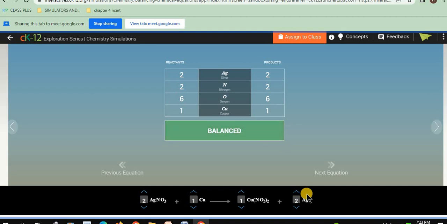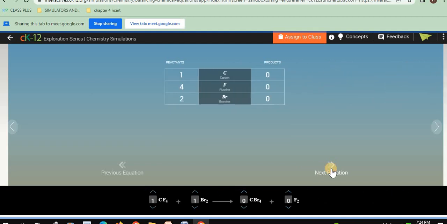Now one question to you, everyone. Which is more reactive, copper or silver? Copper. So that is why copper is displacing silver. A more reactive metal will displace a less reactive one. Got it? Let us move to the next question.